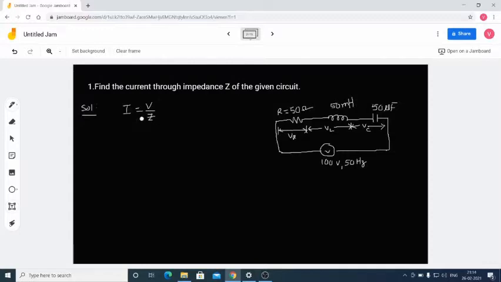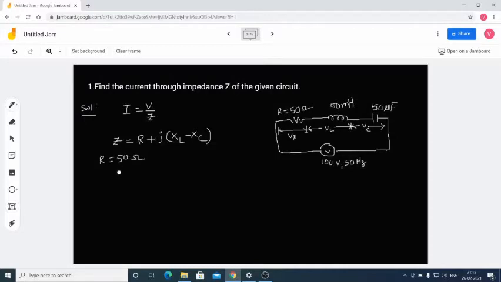So I is equal to, by the definition of the current, V by Z, total voltage upon impedance. What is meant by Z? It is the impedance of the circuit. It is the resistance plus j into inductive reactance minus capacitive reactance. If the capacitive reactance is more compared to the inductive reactance, we will write it as XC minus XL. Now move on to the given data: the resistance value is 50 ohms.